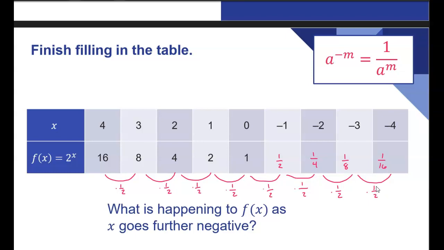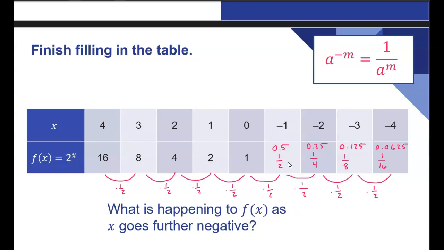Now we don't always know how to visualize fractions or understand what they're saying, so I like to turn these into decimals when we're looking for patterns. 1 half is the same thing as 0.5. 1 quarter is the same thing as 0.25. 1/8 is 0.125. And 1/16 is 0.0625.